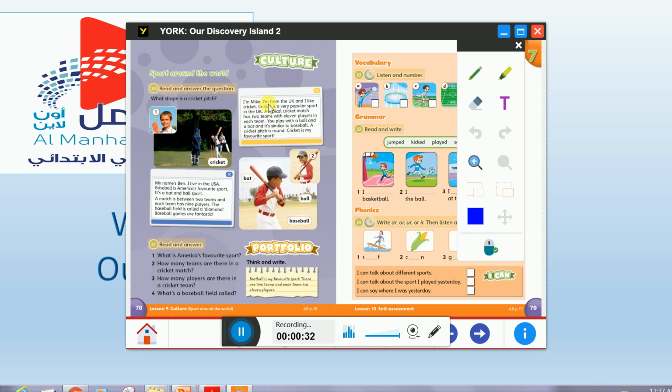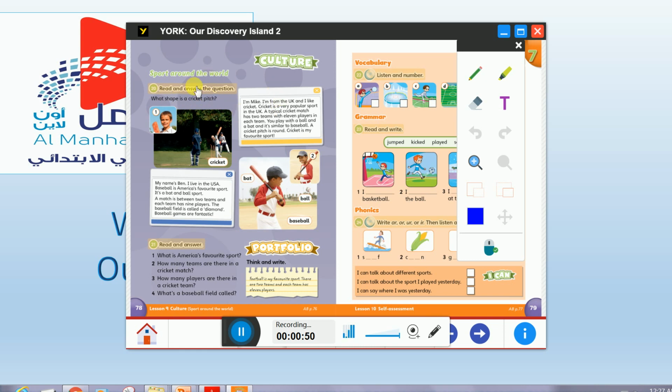Today we have two passages. Now read and answer the questions. You must answer these questions after your reading. What shape is a cricket pitch?